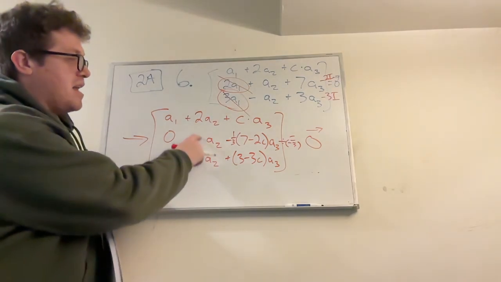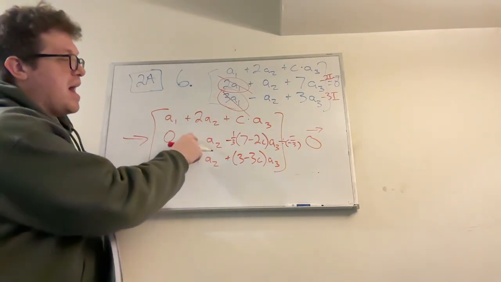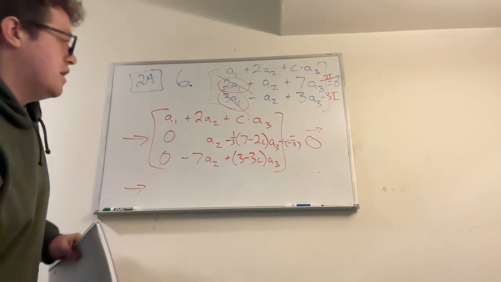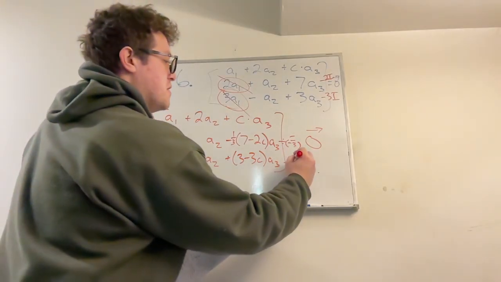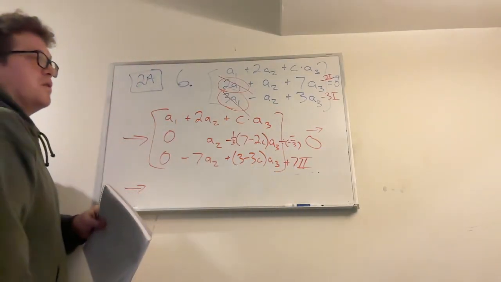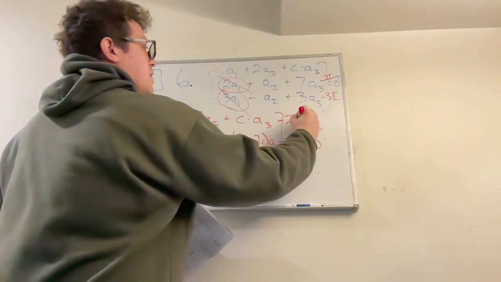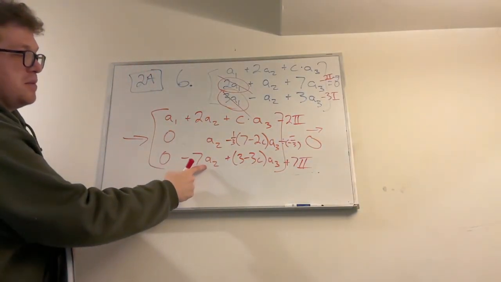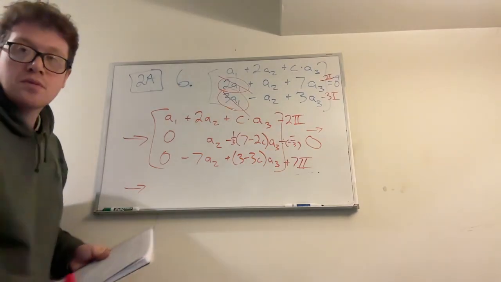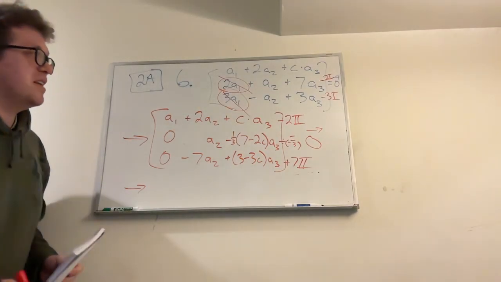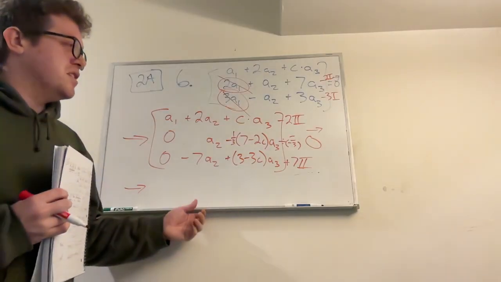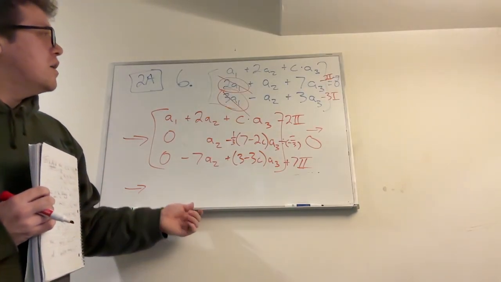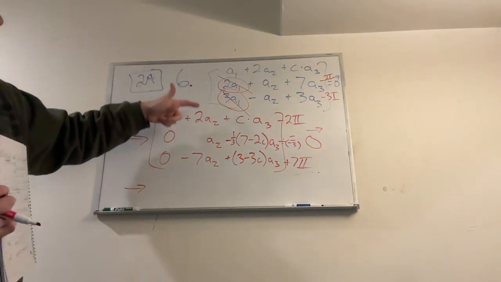And now I can add multiples of this row to other rows to eliminate the A2 here and the A2 here. So what I can do is add 7 of the second row to the third row, and I can subtract 2 of the second row from the first row, and that should eliminate the 2A2 here, and should eliminate the -7 here. I know I'm going a little long here, but I think this problem is very illustrative of how to do this algorithm. So first we eliminate the A1s, now we're eliminating the A2s.